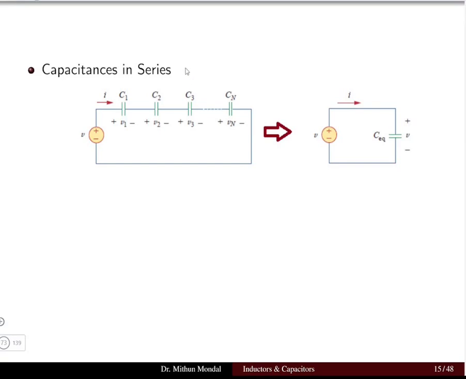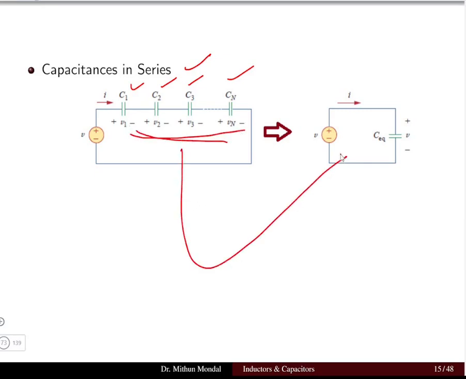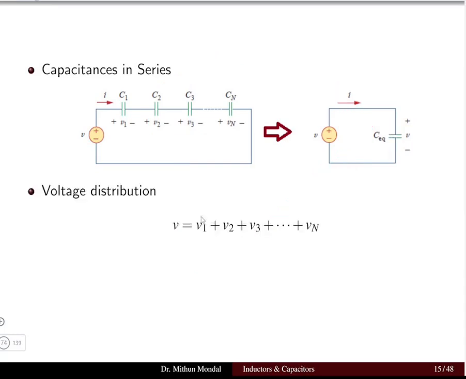Now, if the capacitances are in series, then what will happen? N number of capacitors are connected in series. So there will be a voltage division within the capacitors. Now, this circuit can be represented with a single C equivalent and the flowing current. So what is the voltage for that capacitor? So voltage distribution will be there when there is a series capacitor, because when you have the parallel capacitor, there was a current division. Here you have the voltage division.